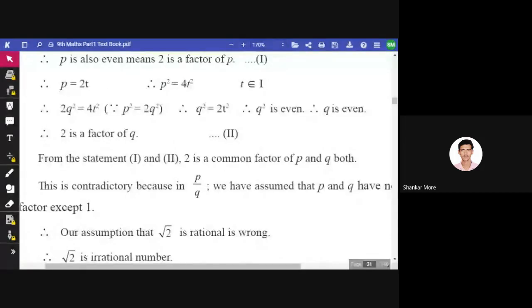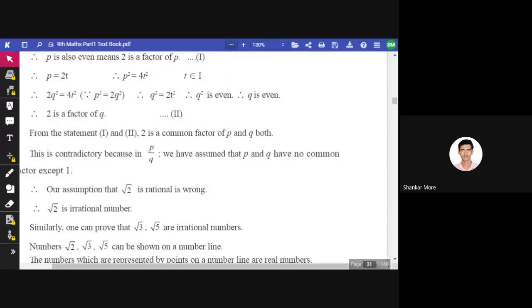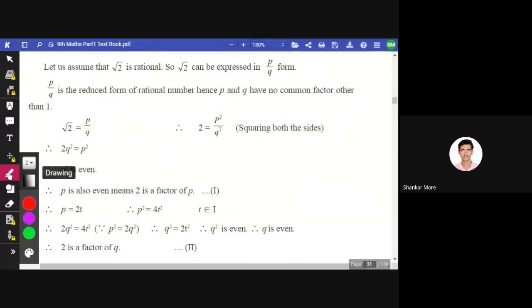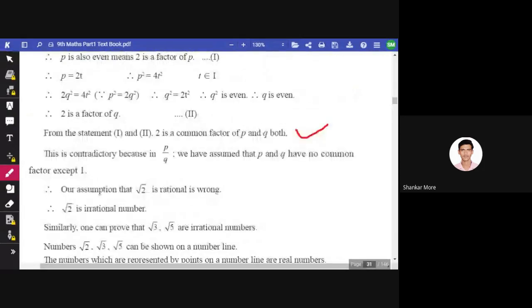From 1 and 2, 2 is a common factor of p and q both. 2 is a factor of both q and p. This is contradictory because in p by q we have assumed that p and q have no common factor except 1. In the first statement we said it has no common factor other than 1, but this statement is saying 2 is a common factor in p and q.